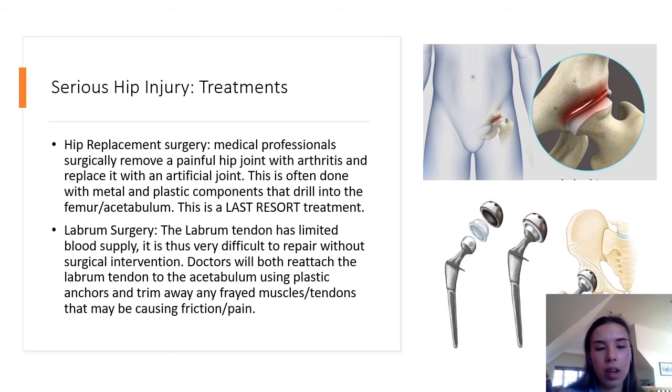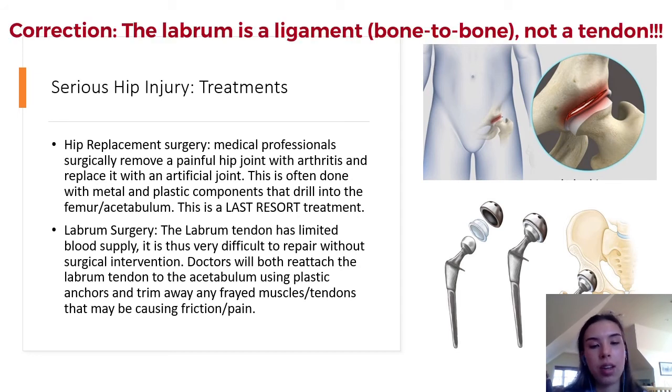So the first one is hip replacement surgery, and this is really common if you have arthritis. Essentially, if you have a hip joint with arthritis, they go ahead and replace it with an artificial joint, so there'll be less friction between your hip and your hip socket, and that will reduce the pain that you've been feeling. This is often done with metal and plastic components that drill into the femur and acetabulum, and it's kind of a last resort treatment. So if you have really bad arthritis in your hip, this is the last thing they'll do to try to relieve your pain.